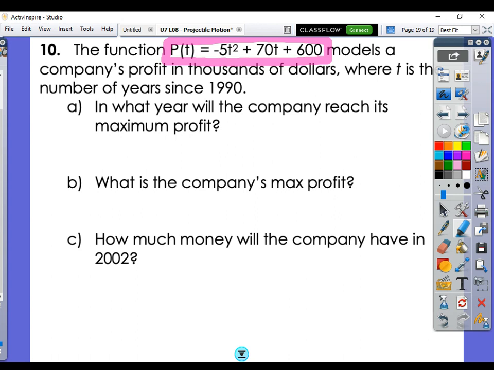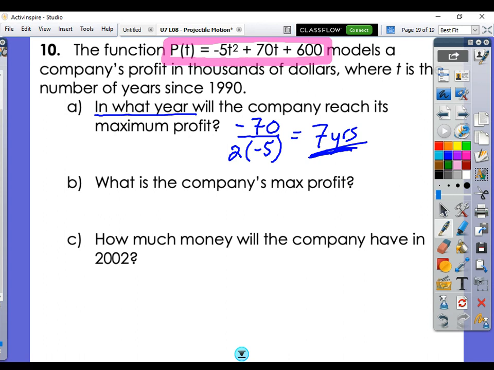And we're going to say, when will they reach their maximum profit? When will they make the maximum amount of money? So it's the same process that we're going to follow. We're going to take the opposite of 70, so that's negative 70, divided by 2 times negative 5, right? That's opposite of b over 2a. And so that simplifies down to 7. Now you've got to be careful because, well, what does that 7 actually mean? It means 7 years, right? 7 years. But the question was, in what year?